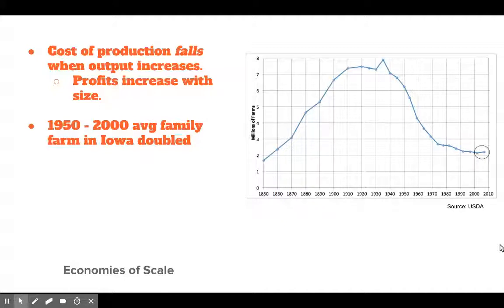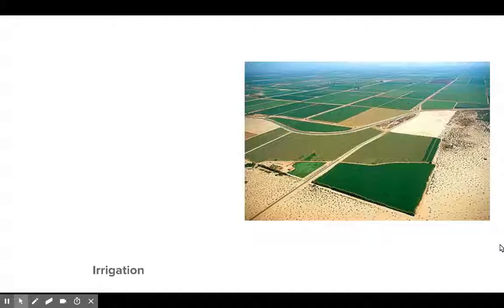A perfect example, looking at the graph, is that in 50 years in Iowa, the family farm doubled in size. So there were fewer farms per se, but the farms were much larger. Again, you had those small farms going out of business or combining with other farms, because higher output means more money.